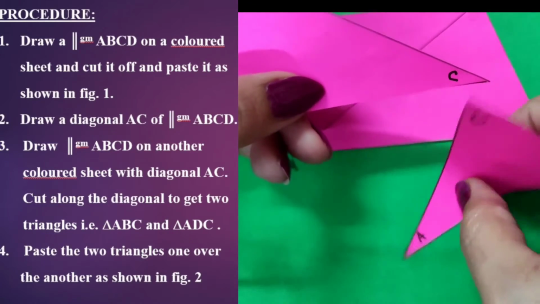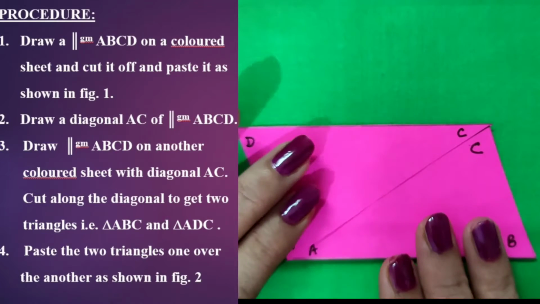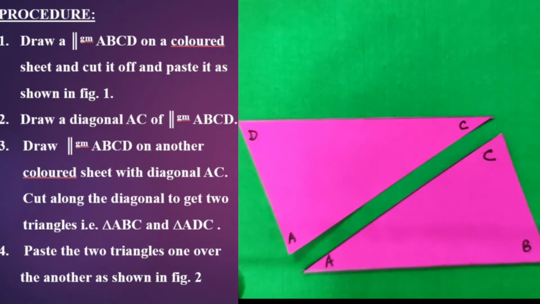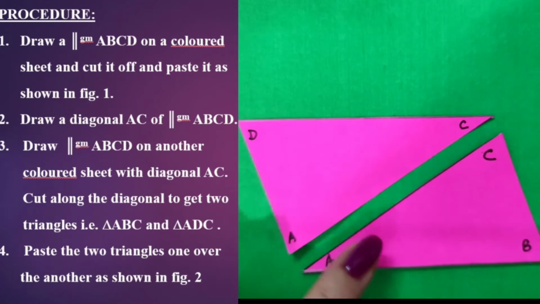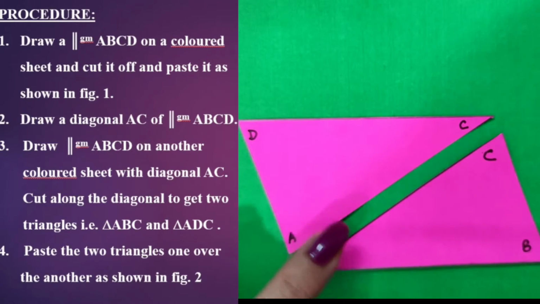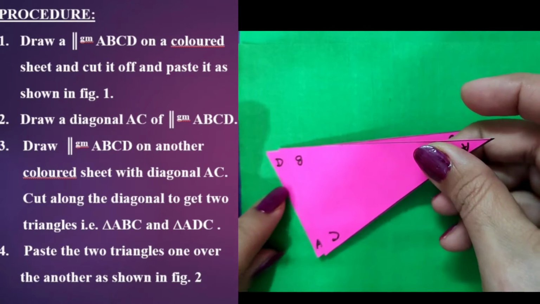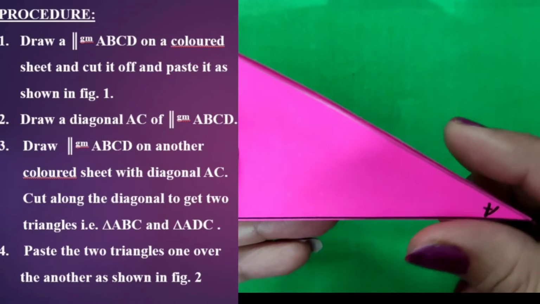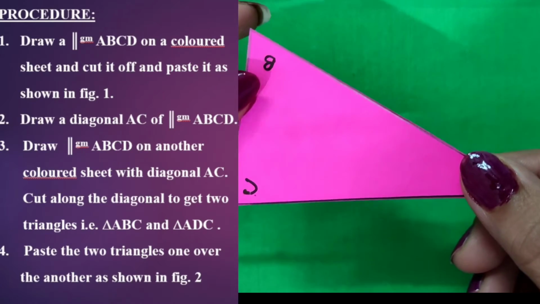Okay. So I've just cut out along the diagonal here like this. Now what do I want to prove? I want to prove that the diagonal divides the parallelogram into two congruent triangles. Means that these two triangles that have been formed should be congruent. So if I put one triangle on the other, it is completely superimposing the other triangle.